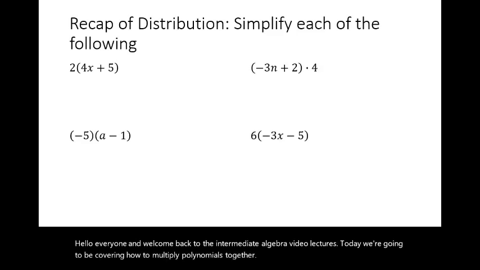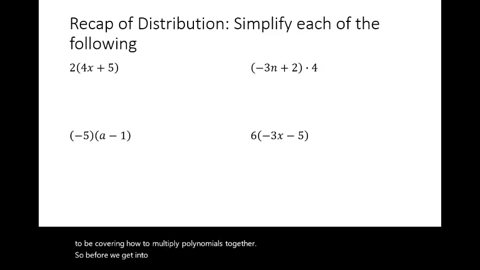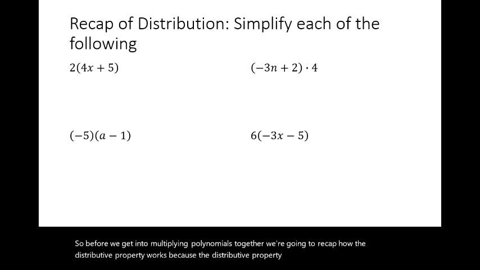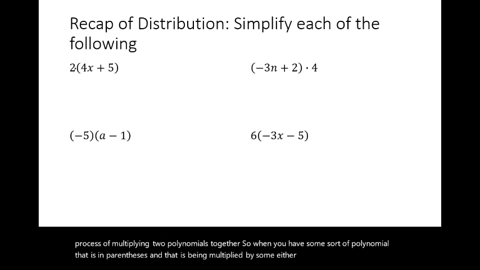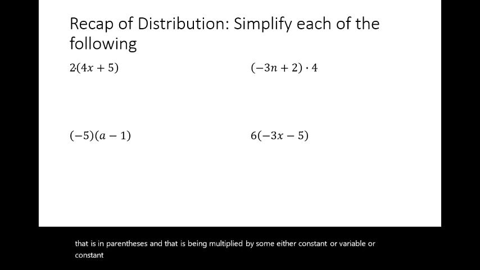So before we get into multiplying polynomials together, we're going to recap how the distributive property works, because the distributive property is going to be essential to the process of multiplying two polynomials together. When you have some sort of polynomial in parentheses that is being multiplied by either a constant or a variable or a constant and a variable, what you do is you multiply what is being multiplied to the parentheses to every single term in the parentheses.